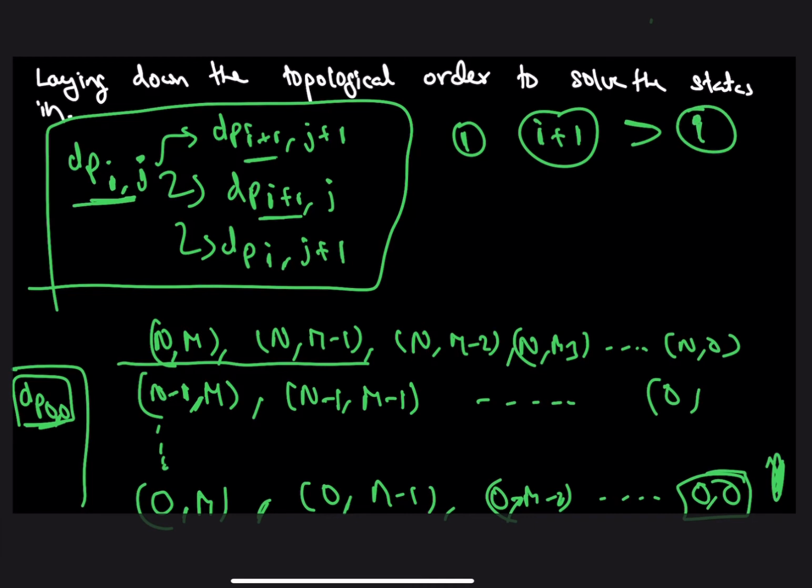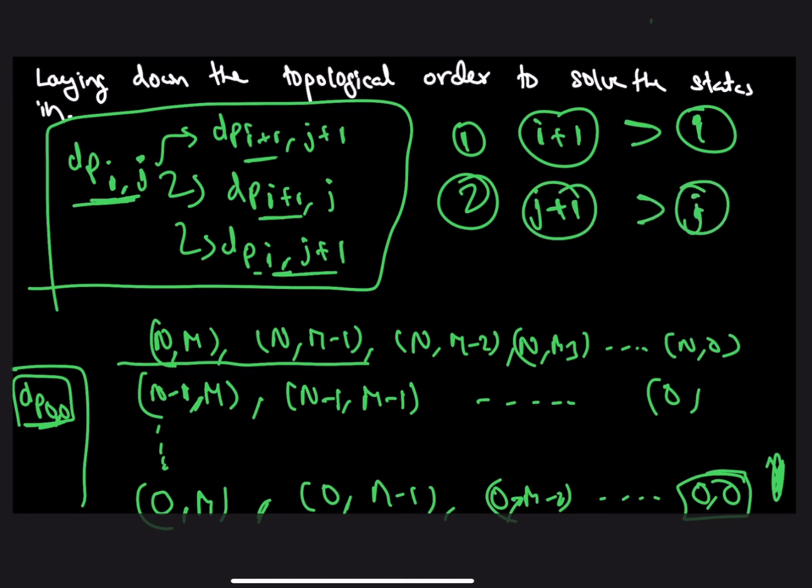Now point number 2 is within a row. Let's say I am computing the ith row right now. If I compare the columns, I know that dp of I comma j depends upon dp of I comma j plus 1. So before computing dp of I comma j, I must always compute dp of I comma j plus 1. So within a row, I must always prioritize solving the j plus first column before the jth column.